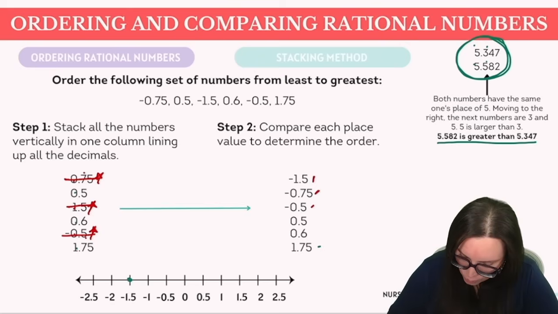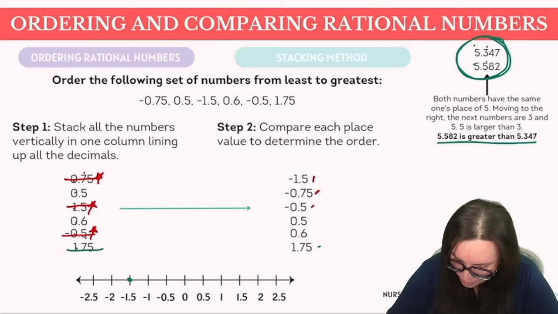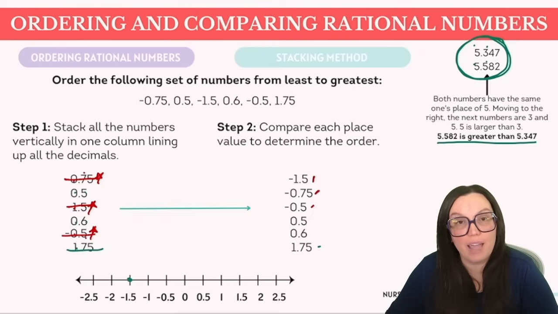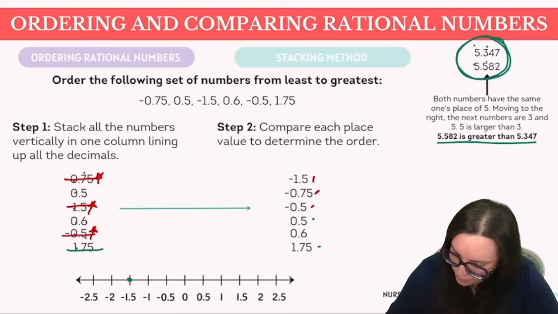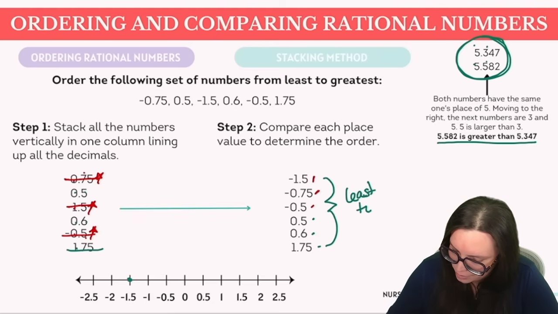Now we have to figure out which of these two remaining numbers is going to be greater. So we have 5 and we have 6. Is 5 greater than 6? Absolutely not. So we can put 0.5 here and 0.6 here. So out of our data set, this is going to be our least to greatest.